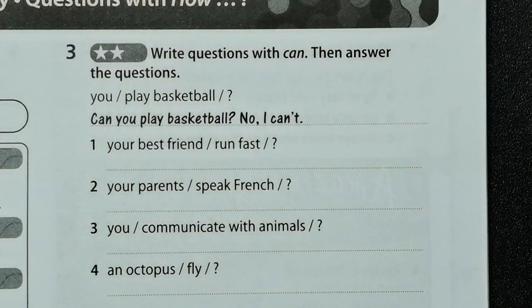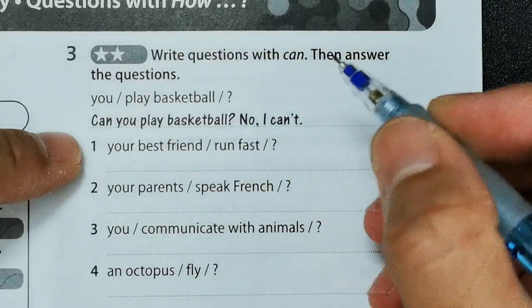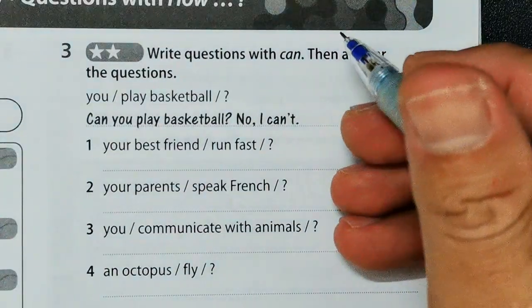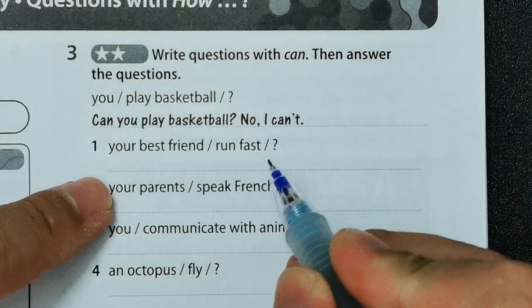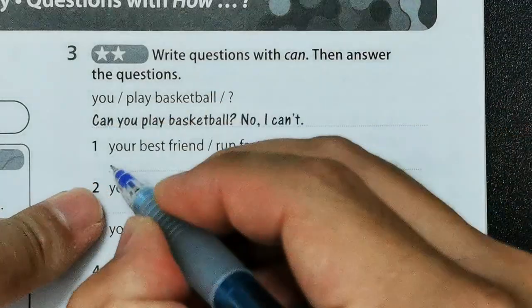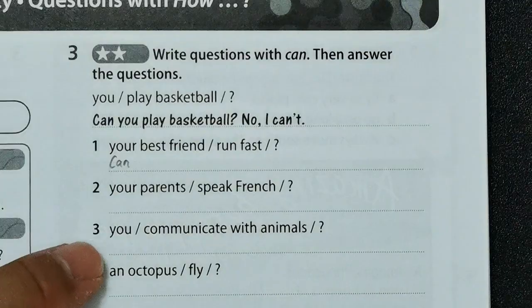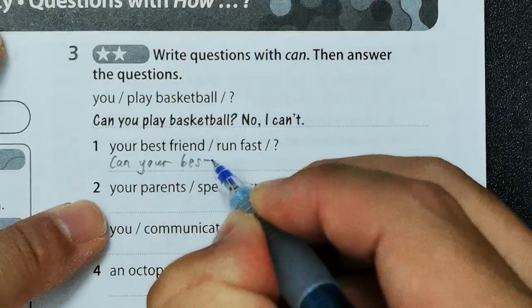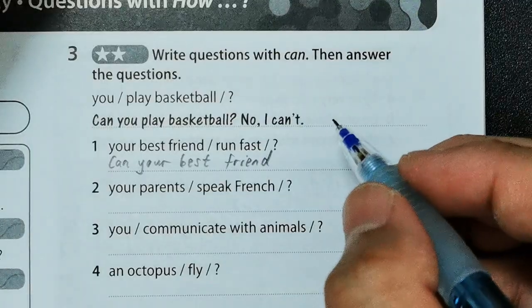Activity 3. Write questions with can, then answer the questions. Let's give an example. Can you play basketball? With this question mark here. The answer: no, comma, I can't. And then we have number 1, your best friend run fast. So you can say, can your best friend run fast?